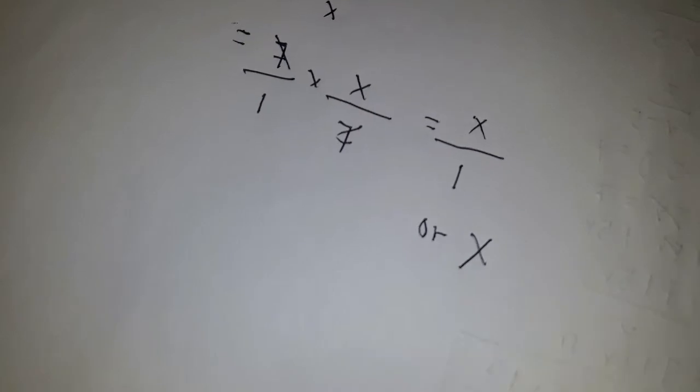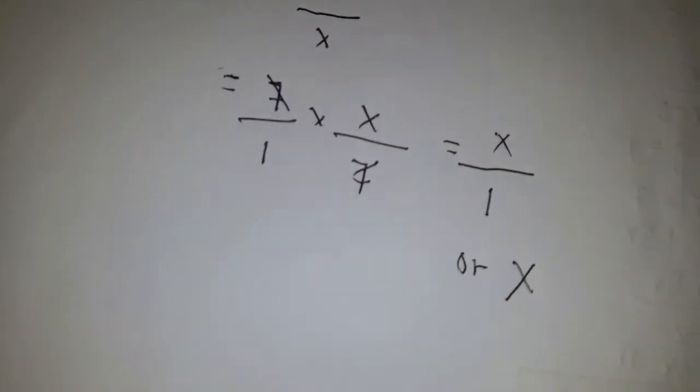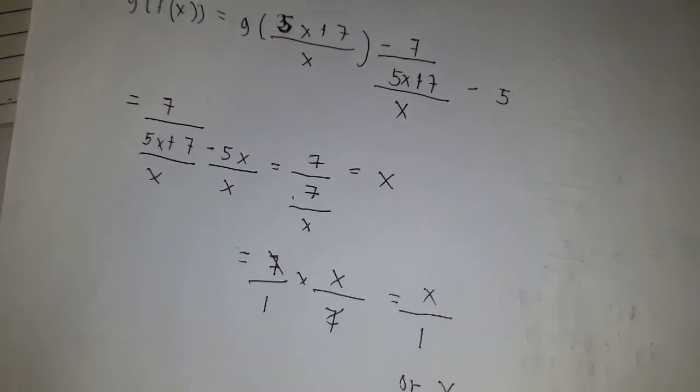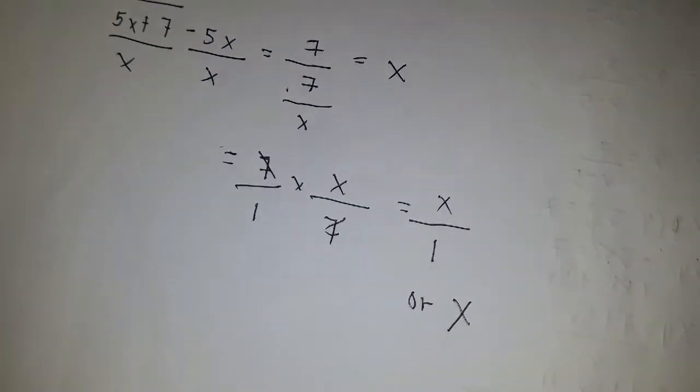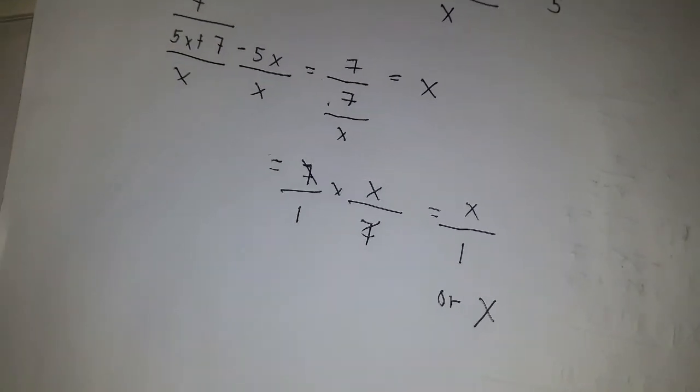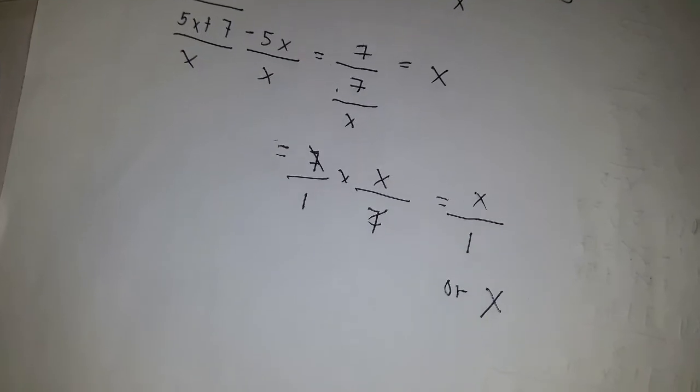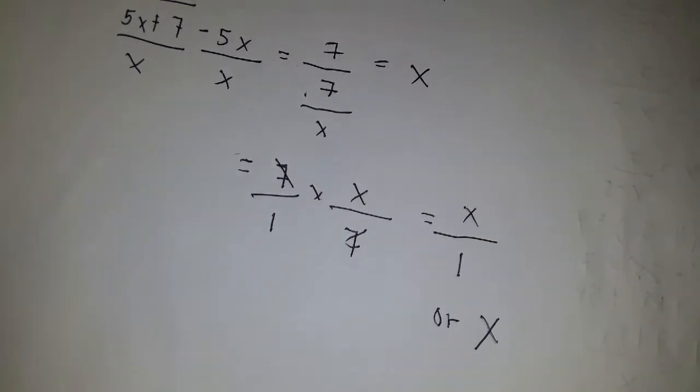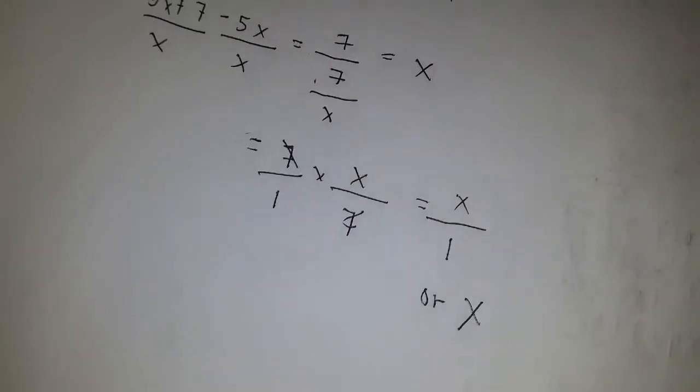So I would say that f of x equals 5x plus 7 over x and g of x equals 7 over x minus 5 are inverses.